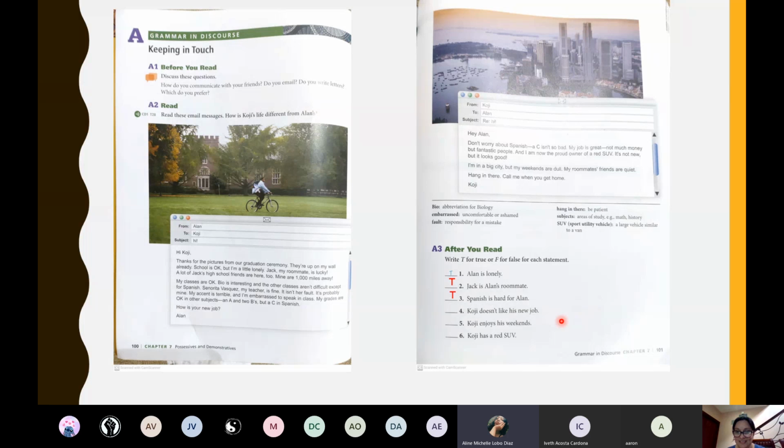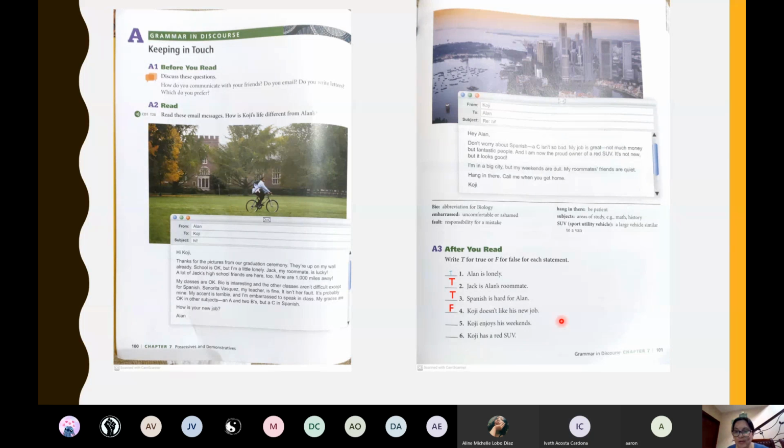Michelle? I can read again. Okay. Koji doesn't like his new job. It's false. It's false. Excellent, Michelle. It's false. Number five. Abby. Koji enjoys his weekend. True.